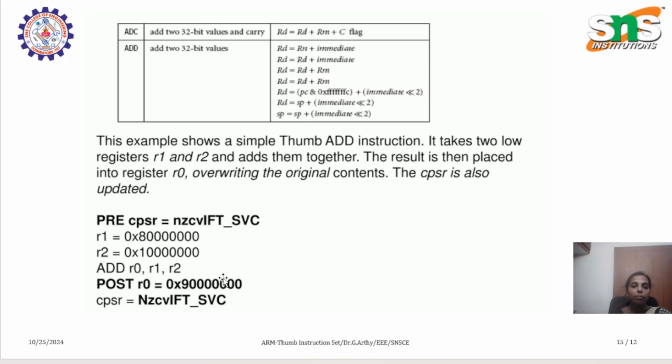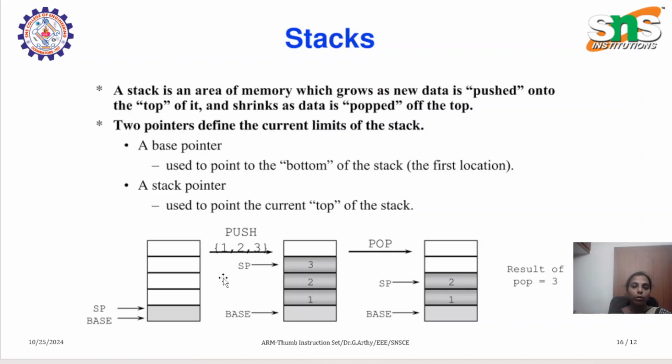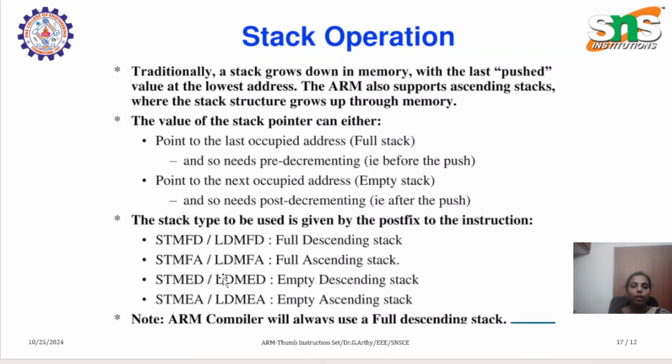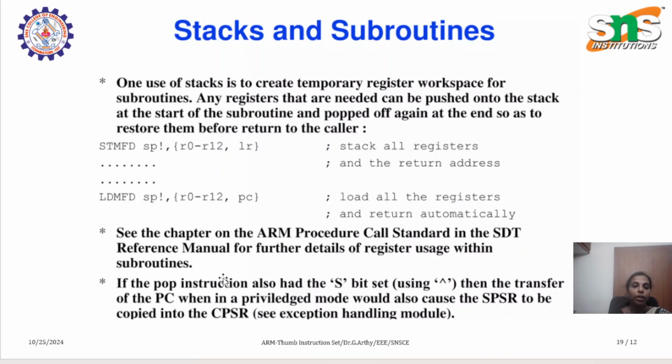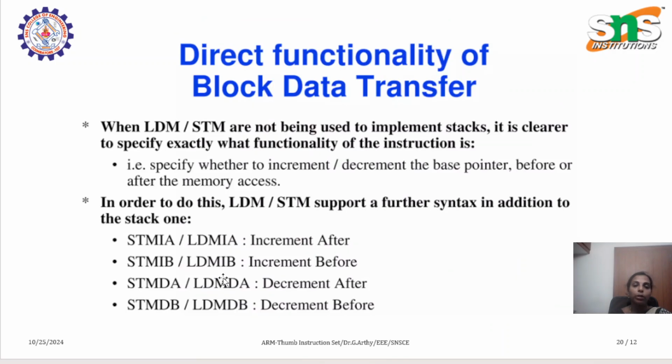Here is an example which shows the post and pre-processing. In the case of Thumb, when a stack is being used, as in the previous case, it is pushed and then popped back. For stack operations, the following instructions are there. These are the examples to show how the stack operation takes place and how a subroutine is executed.